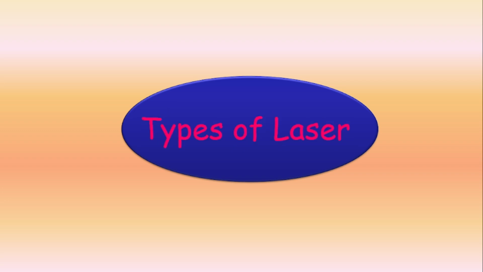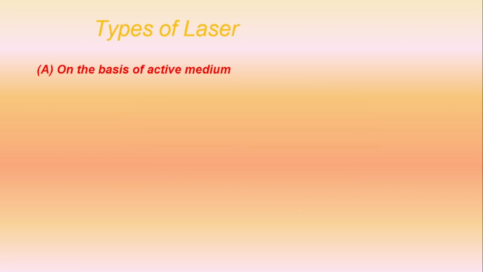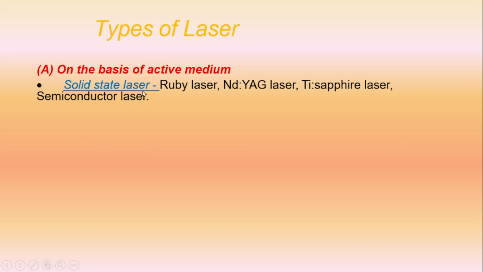In today's session, we will learn about types of laser. So let's see types of laser. On the basis of active medium, laser is of three types. As solid state laser: in solid state laser there is Ruby laser, Nd-YAG laser, Ti-sapphire laser, and semiconductor laser. These are the solid state lasers.